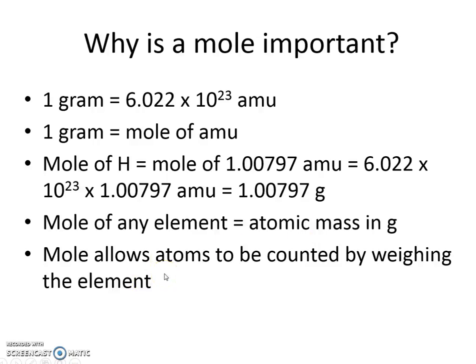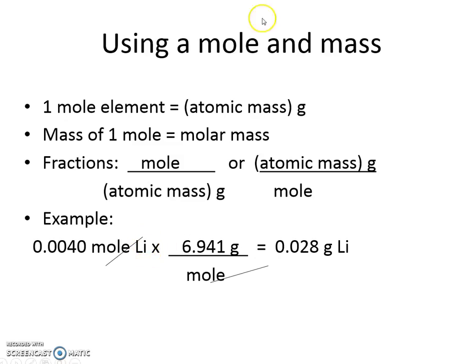What this does is allow us to go up to a scale, and we can weigh out a particular number of atoms by using the mass of those atoms. It's very convenient. So if we're using a mole and mass, this is going to be the conversion factor that we use. A mole of that element is the atomic mass in grams. And I'll use a fraction to do the conversion factor.